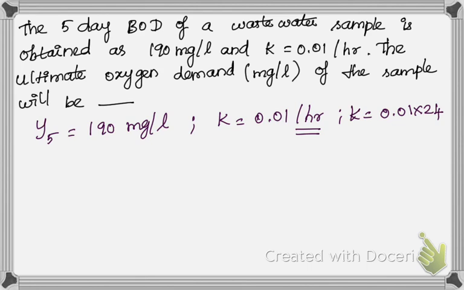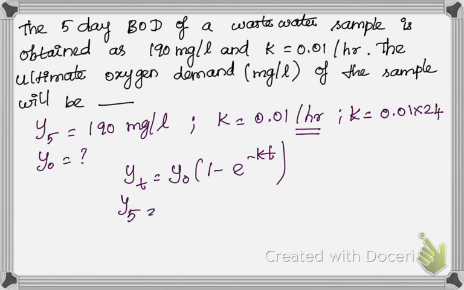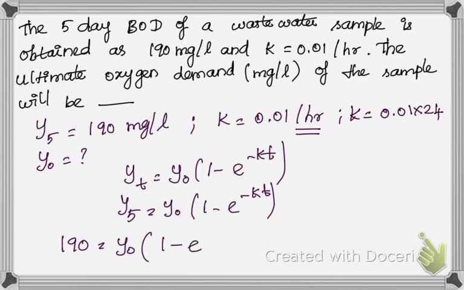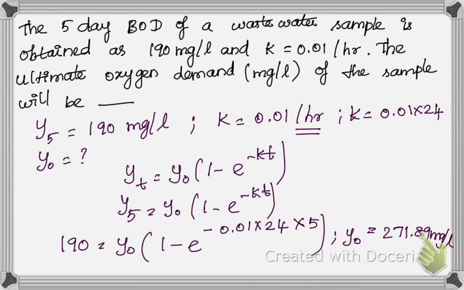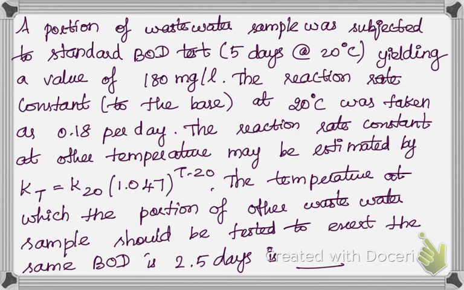And they have asked us to determine the ultimate oxygen demand, which is going to be Y0. So we can use the same formula, which is Yt is equal to Y0 into 1 minus e power minus Kt. So here Yt will be Y5, and Y0 is the value we have to determine. Y5 is 190, Y0 into 1 minus e power minus, instead of K I have to write 0.01 into 24, and again t will be 5. So now my Y0 value will be 271.89 milligram per liter. So the answer will be 271.89.